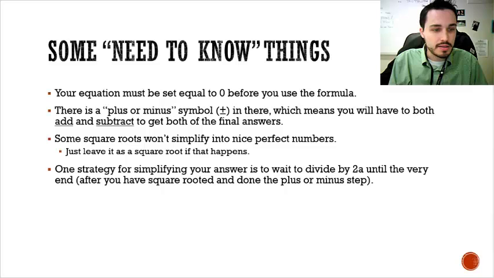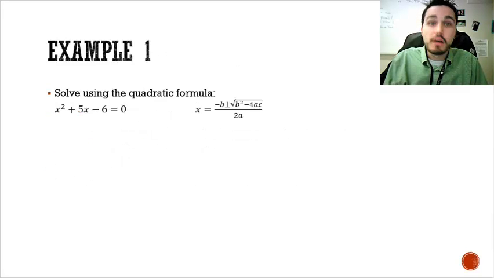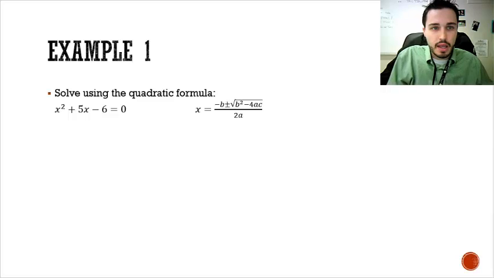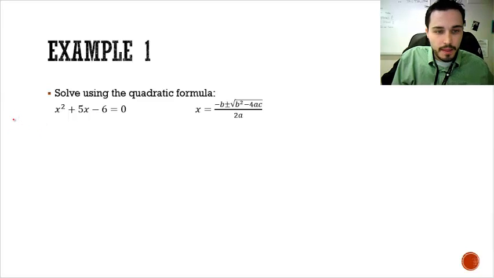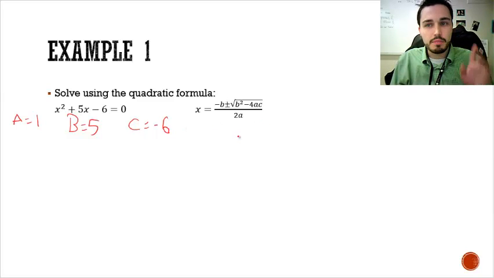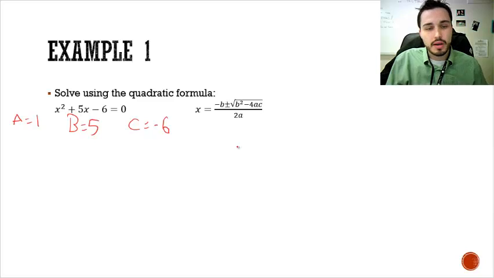Okay, so on the next slide, we'll see a couple of examples real fast, and hopefully it'll all make sense. So we want to solve this, and we're going to use the quadratic formula. I need to start by identifying what A, B, and C are. A here is 1, B is positive 5, and C is negative 6. So now I need to plug all of that into my quadratic formula.